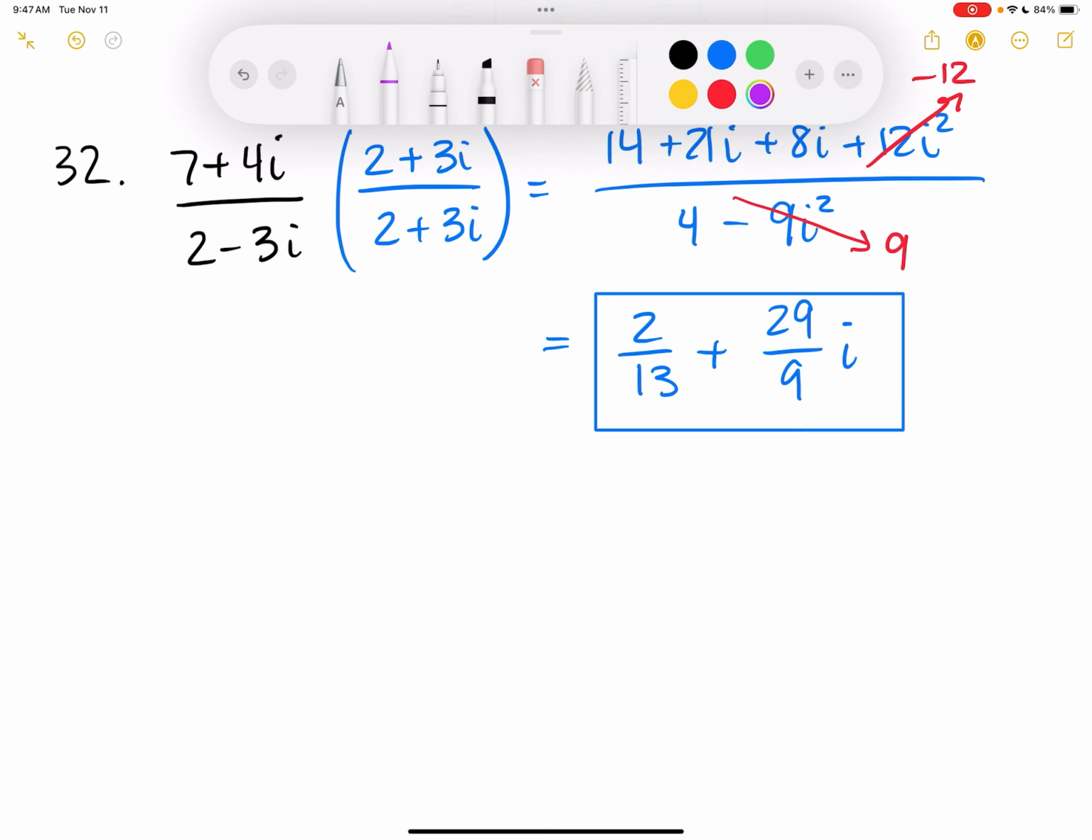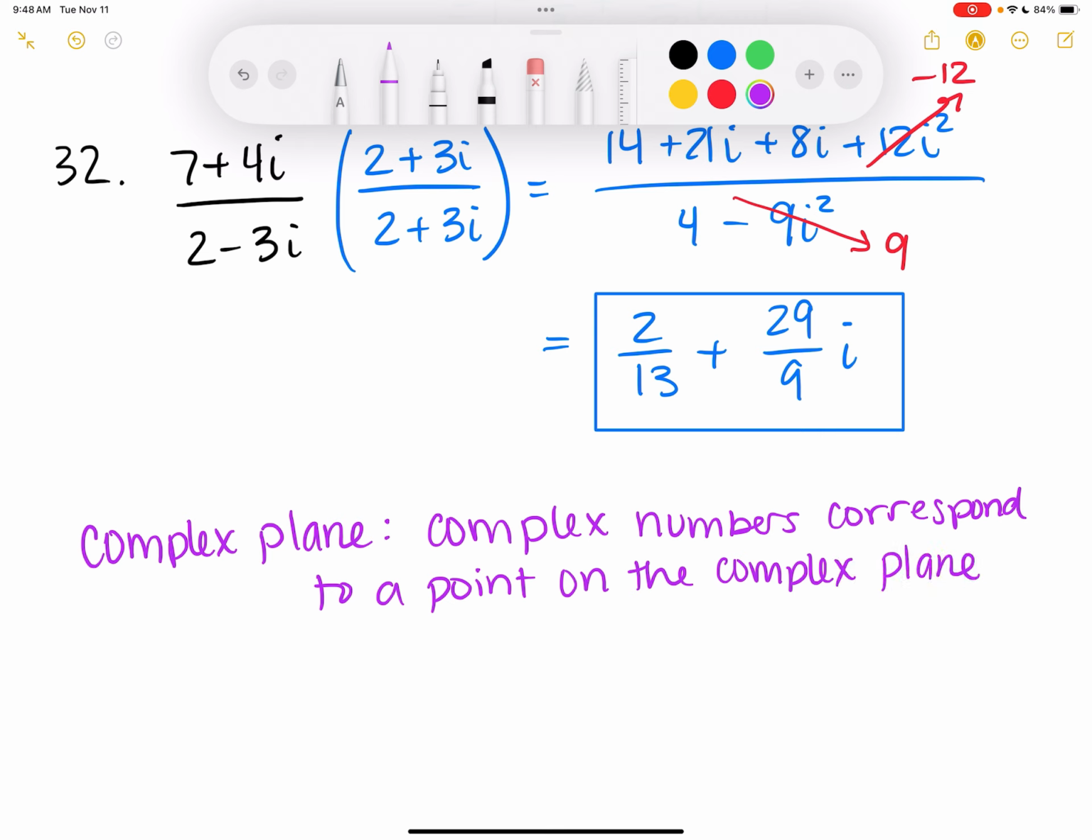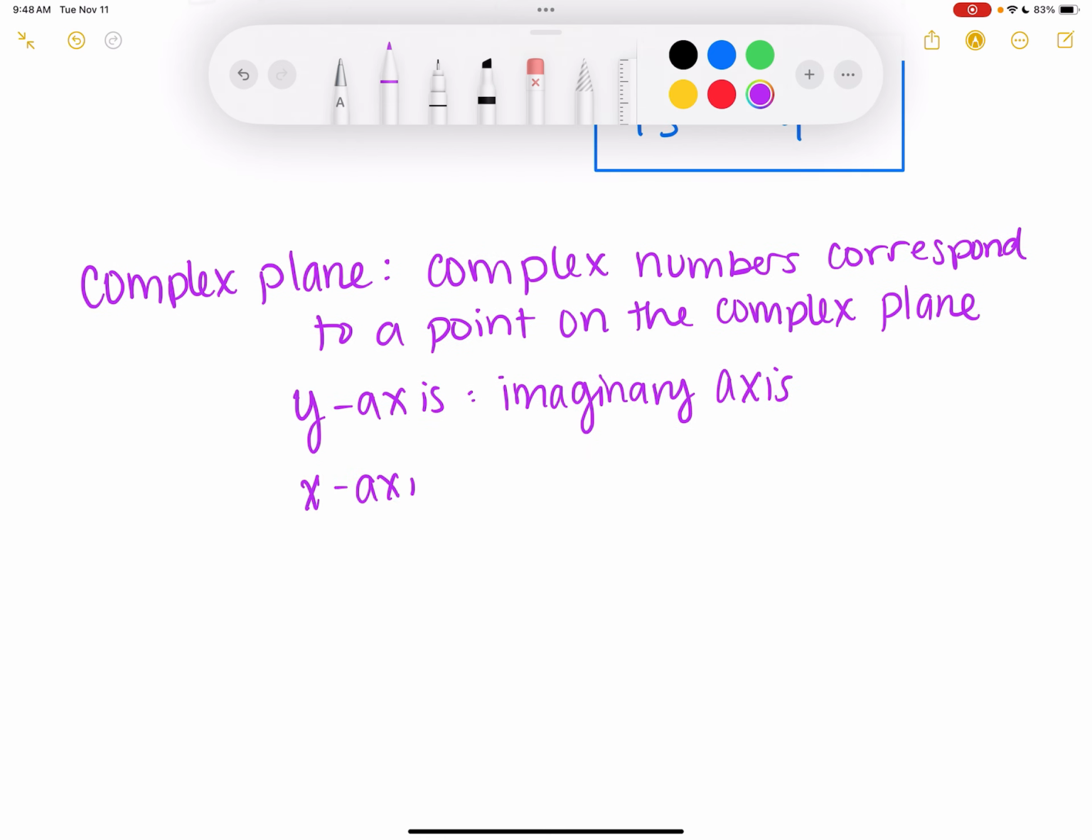The complex plane. Just so you know, I'm going to have some examples mixed into here. Complex numbers correspond to a point on the complex plane. The y-axis is the imaginary axis. The x-axis is the real axis.